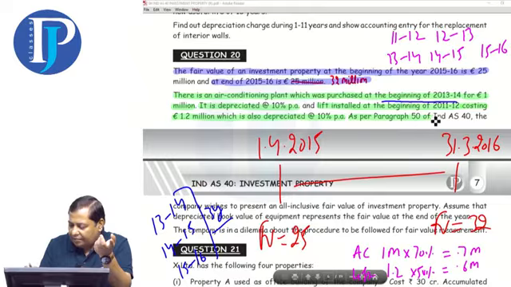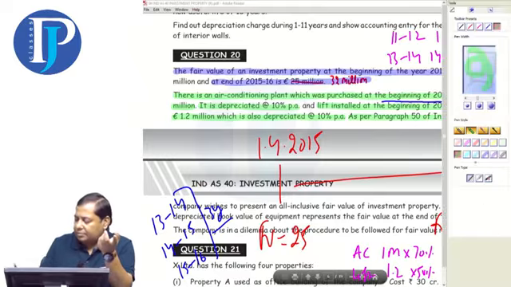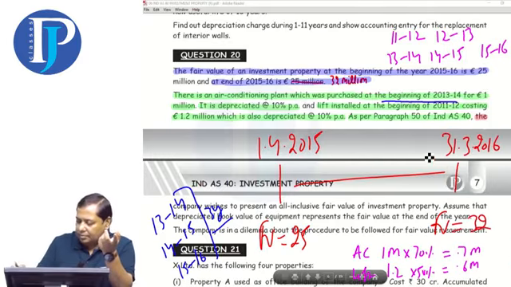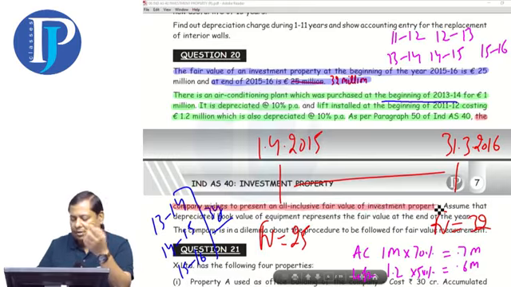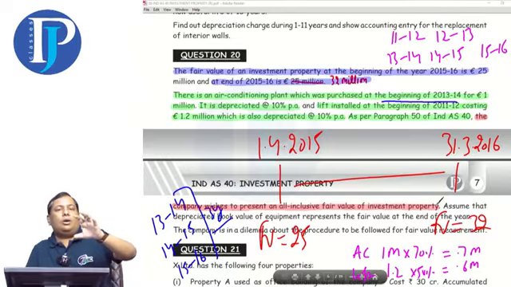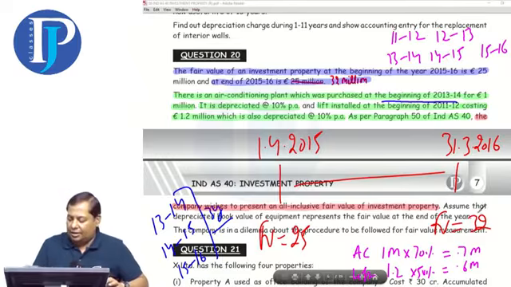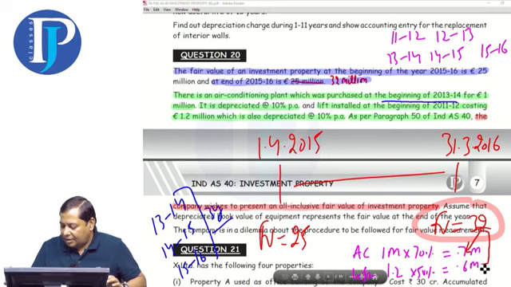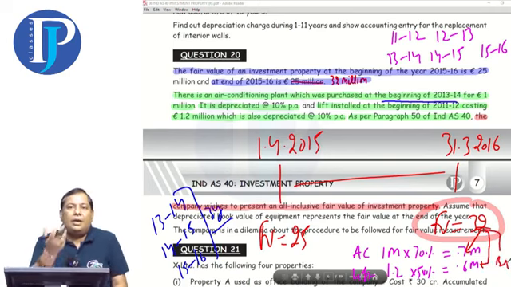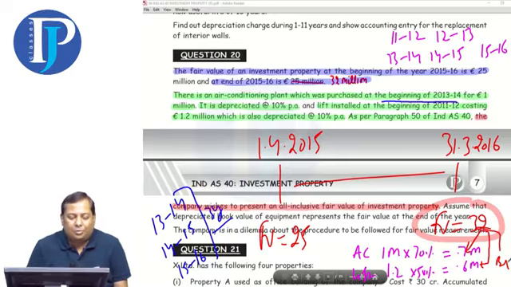According to paragraph 50 of Ind AS 40, the company wishes to present an all-inclusive fair value of investment property. So they want to show the all-inclusive fair value of the investment property. This is 32 million. Let's suppose the AC plant costs something and this is the amount of the lift. What is the balance? The balance will be building. The rest is building.